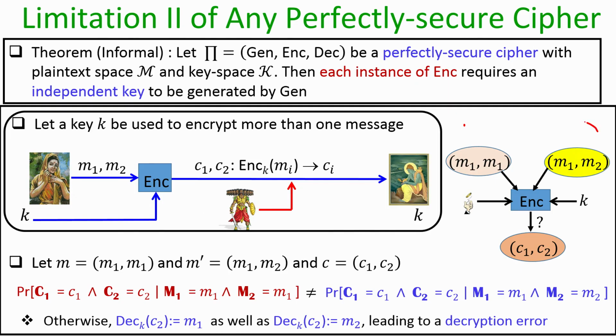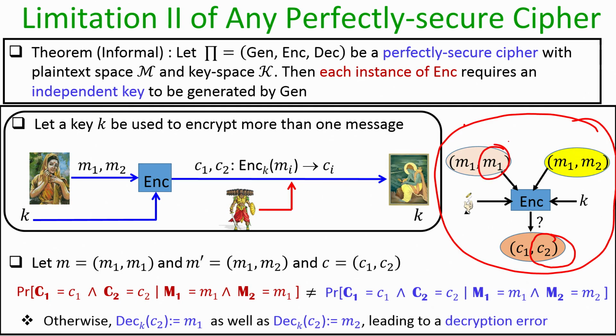But if we are in a scenario like this, where both the message sequence M1 M1 and the message sequence M1 M2 lead to the same ciphertext sequence C1 comma C2, that means if I just decrypt the ciphertext C2, it could lead me back to M1 as well as it could lead me back to M2. That means there is an ambiguity in the decryption of my original encryption process itself, which is a contradiction. This proves informally my theorem that each instance of the encryption process should run a fresh instance of the key generation algorithm. So, that brings me to an end of this lecture.